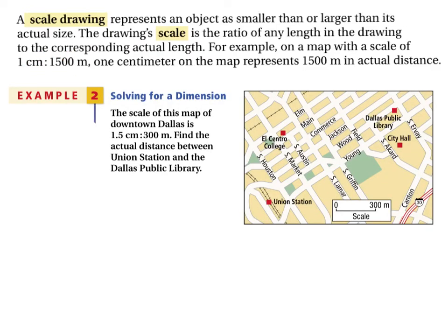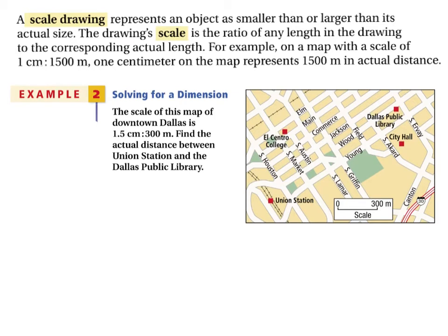So in example 2, the scale of this map of downtown Dallas is 1.5 centimeters to 300 meters. Find the actual distance between Union Station and the Dallas Public Library. Now remember, a proportion can actually contain measurements that have different units. So I can write the scale 1.5 centimeters to 300 meters as a ratio. Because the top is in centimeters, you're actually going to have to use a ruler and measure the distance from Union Station to Dallas Public Library.